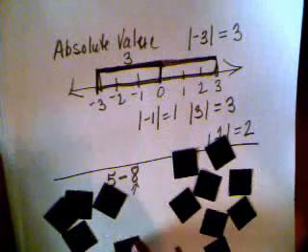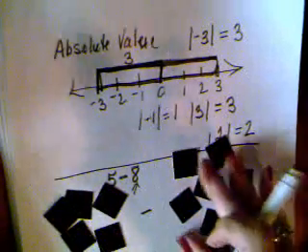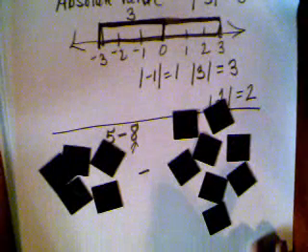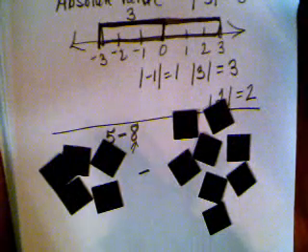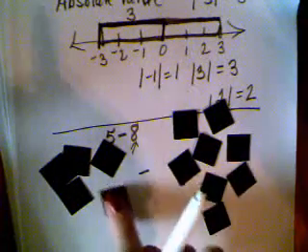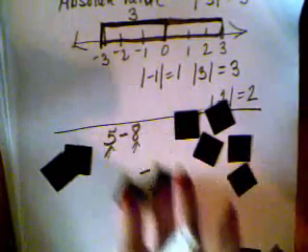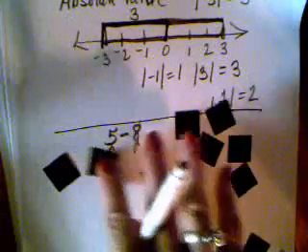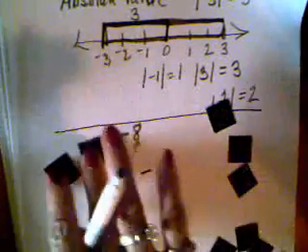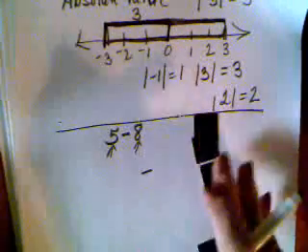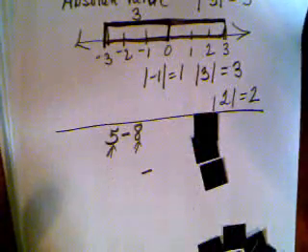Alright, so I want to take 8 away from 5, which is kind of a hard thing to do, right? So I can take this black away, this black away, and this one away, and this one away, but now I don't have anything to take away, and I have 3 more that I need to subtract.